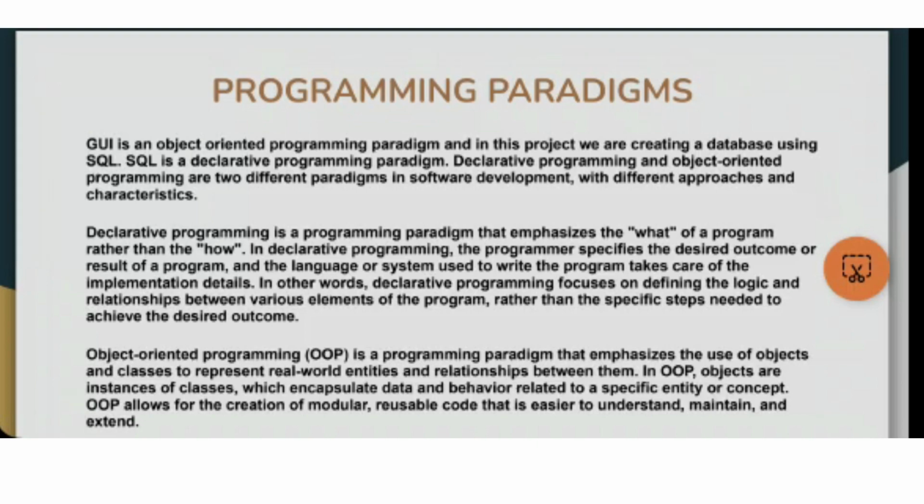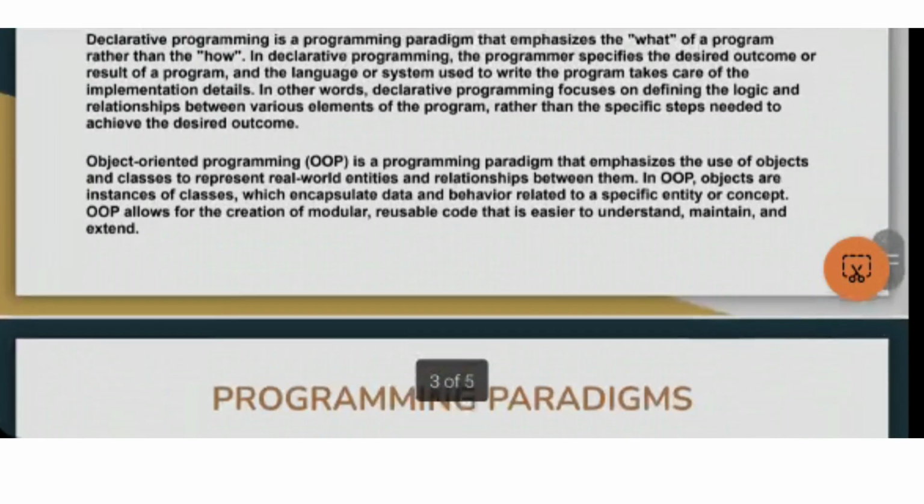Declarative programming is a programming paradigm that emphasizes the what of a program rather than the how. In declarative programming, the program specifies the desired outcome or result, and the language or system used to write the program takes care of the implementation details. Whereas object-oriented programming is a programming paradigm that emphasizes the use of objects and classes to represent real world entities and the relationships between them.